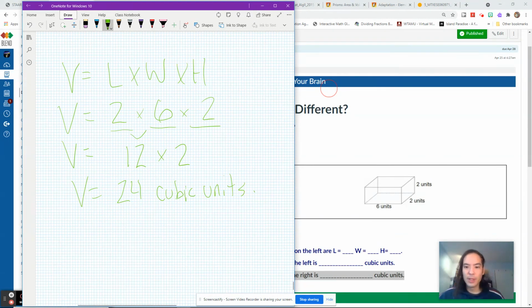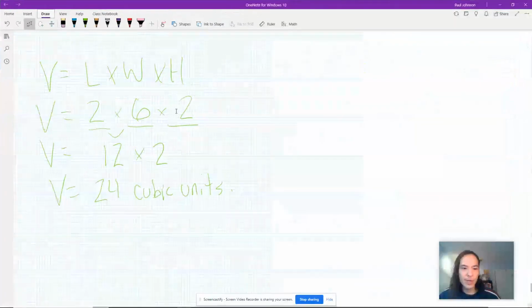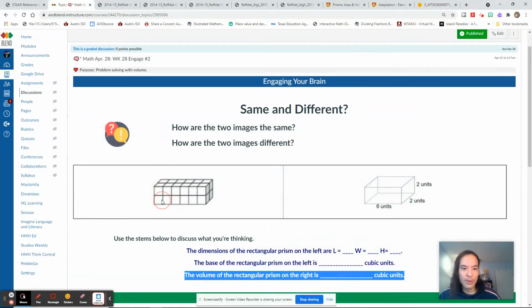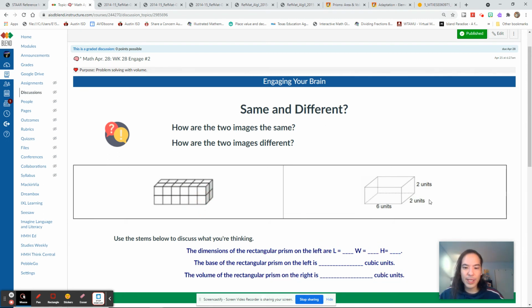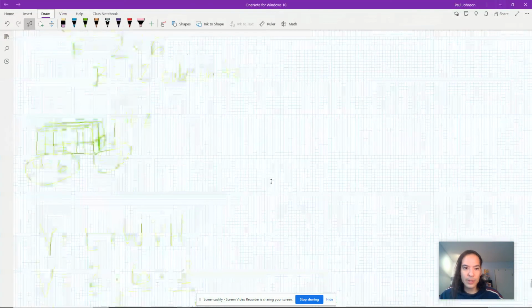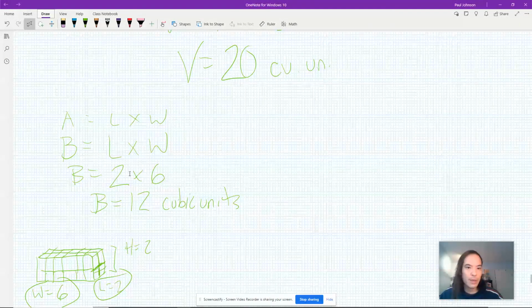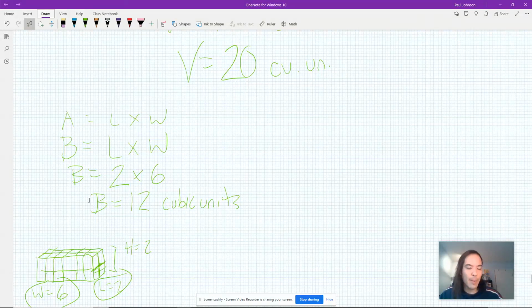All right, so to use the stems, remember that your length is 2, your width was 6, and your height was 2, because when we look over here, we can count length 1, 2, width 1, 2, 3, 4, 5, 6, and height 1, 2. So that fills out the first one. The base of your rectangular prism on the left was, remember, length times width. Our length was 2, our width was 6, so our base was 12 cubic units. Don't forget to include cubic units.